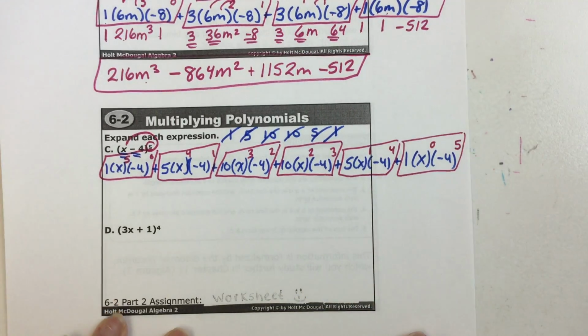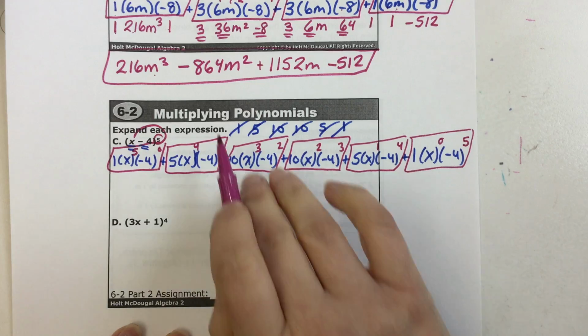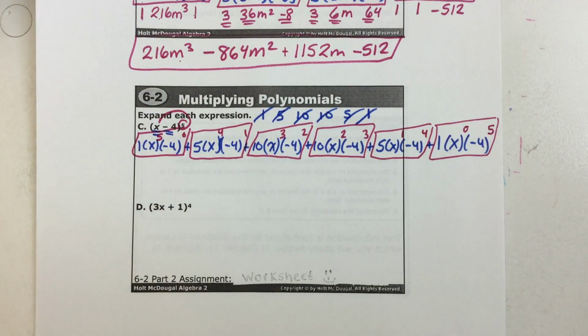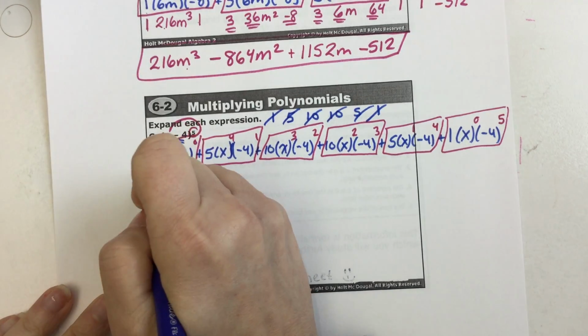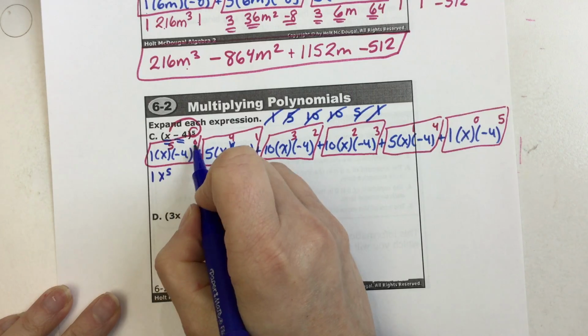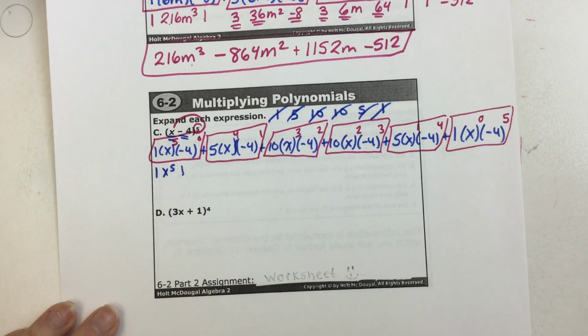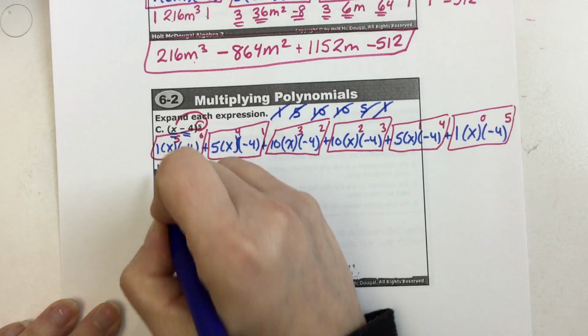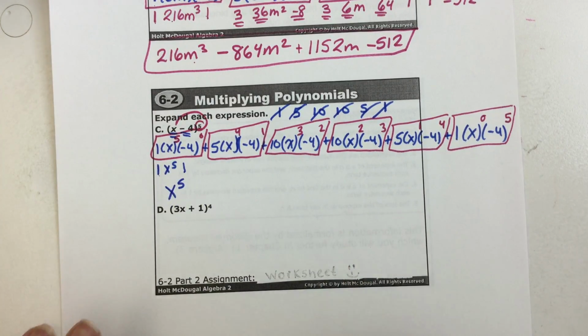As I'm separating these, you want to be able to add up the exponents. Make sure that you always get the original exponent, which for us was a 5. Now I go one at a time and I see what I have. I have a 1. X to the power of 5 is x to the power of 5. Negative 4 to the power of 0. Anything to the power of 0 is 1. 1 times x to the power of 5 is x to the power of 5. Done with the first term.